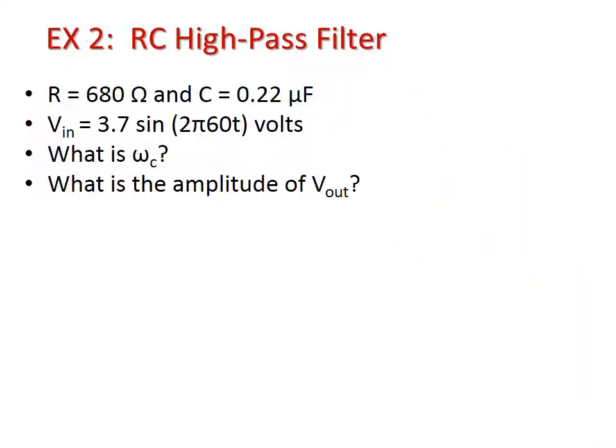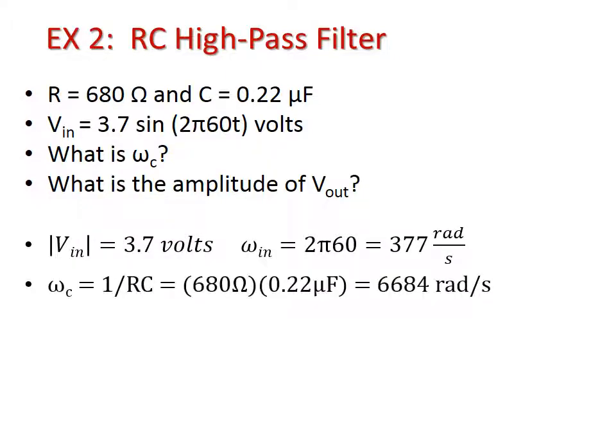Here's another example for the high pass filter, with another resistor value and another capacitor. We've got our Vin equation here: 3.7 is the amplitude of the wave, and sine 2 pi 60 gives our frequency, t volts. What is our omega c? Our omega is 2 pi 60, and our amplitude is 3.7. To calculate our omega c, it's 1 over RC, which gives us the rads per second.